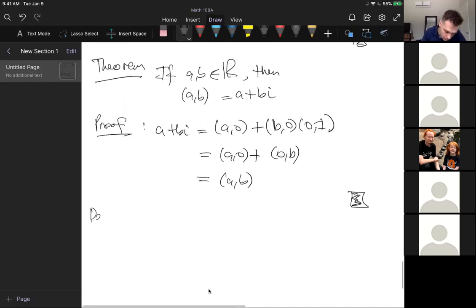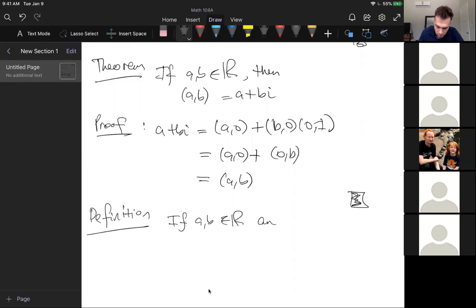So another definition is the conjugate of a complex number, right? So now we're justified to go between a plus bi or (a, b) with the multiplication law. Either one is fine. So if a, b are in the reals, and I take a complex number z equals a plus bi, then we set z bar to be equal to a minus bi, is called the conjugate or the complex conjugate of z.